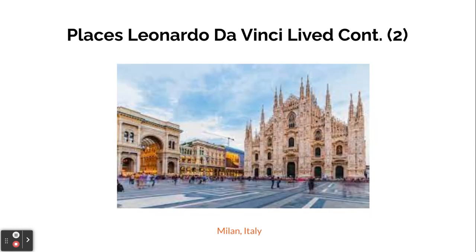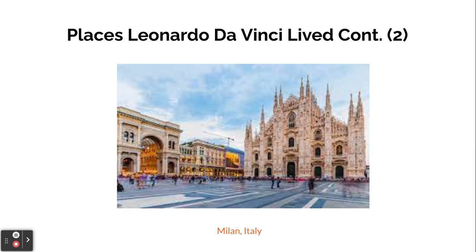And next, he lived in Milan. He lived in Milan for about 17 years, and this is where he did works such as the Mona Lisa. For all of these, obviously, I cannot get pictures of 1400s, 1500s Italian towns and cities. So this is modern day, but the point still stands.